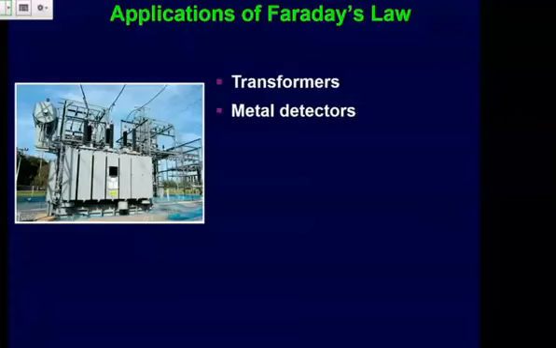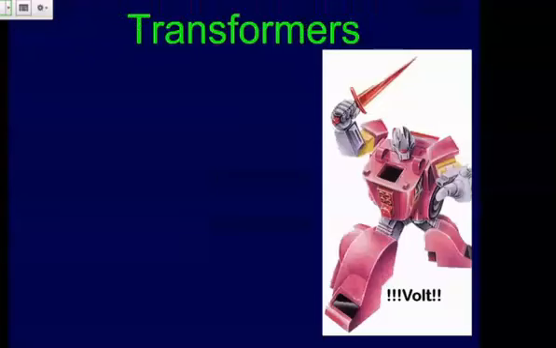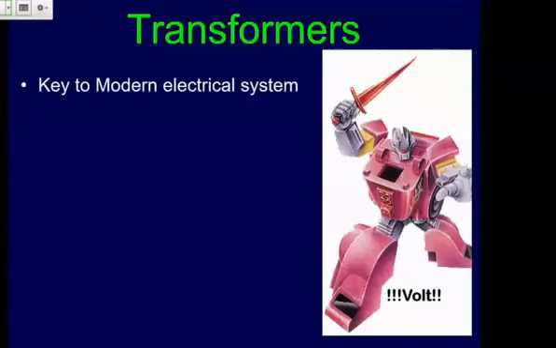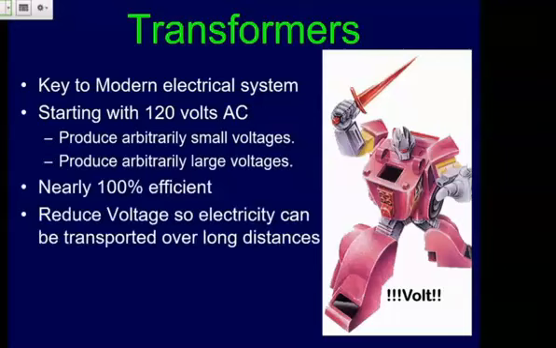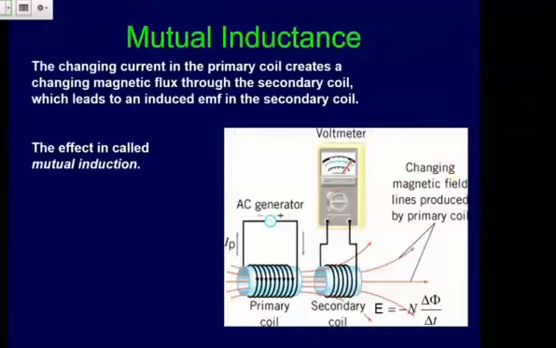It's another application of Faraday's law, something we totally use Faraday's law for. Here's my dated picture of a transformer. This is a key to our modern electrical systems. Starting with 120 volts, you can produce arbitrarily small or large voltages, and it's nearly 100% efficient. Transformers take extremely high voltage from a source near your house and transform it to 120 volts to use in your house. Again, if they transferred it at 120 volts, you would lose a lot of power.